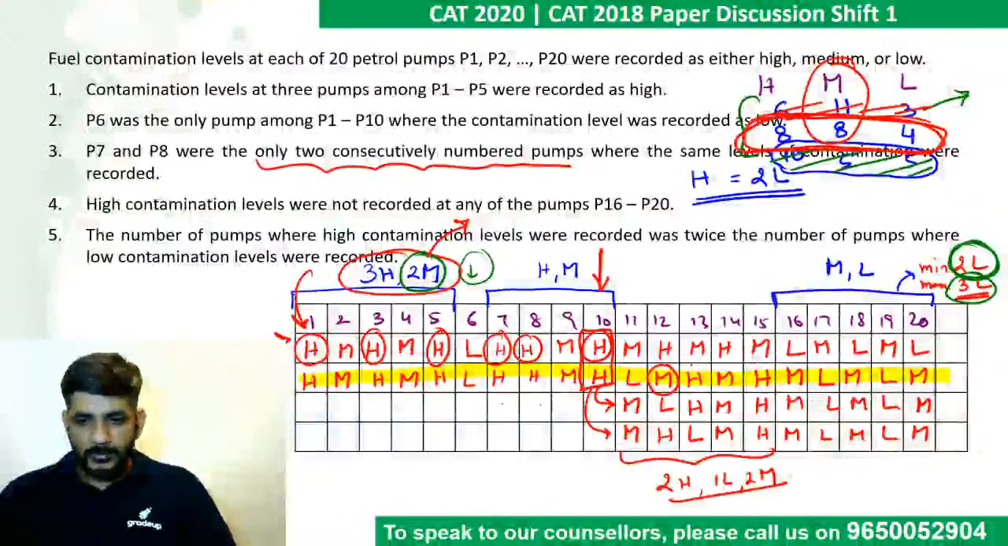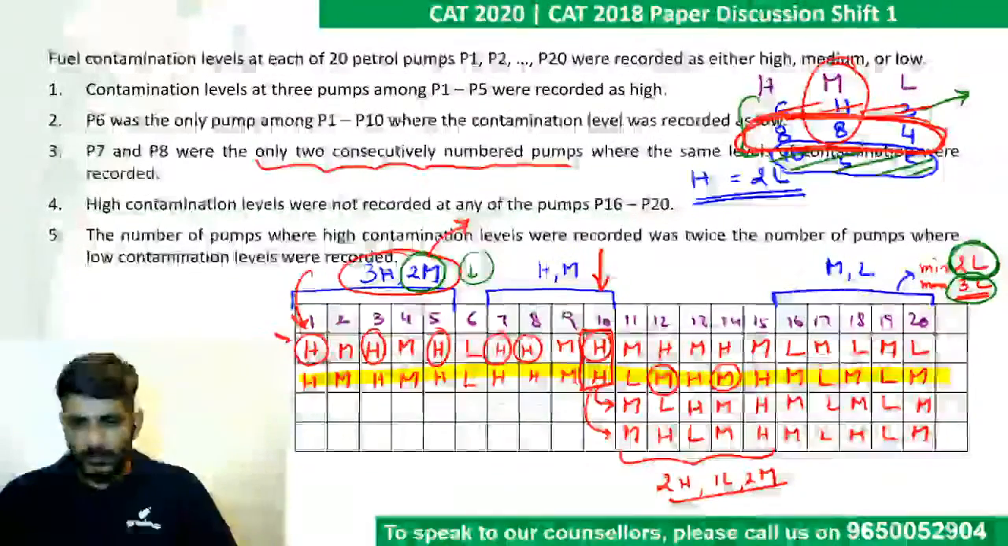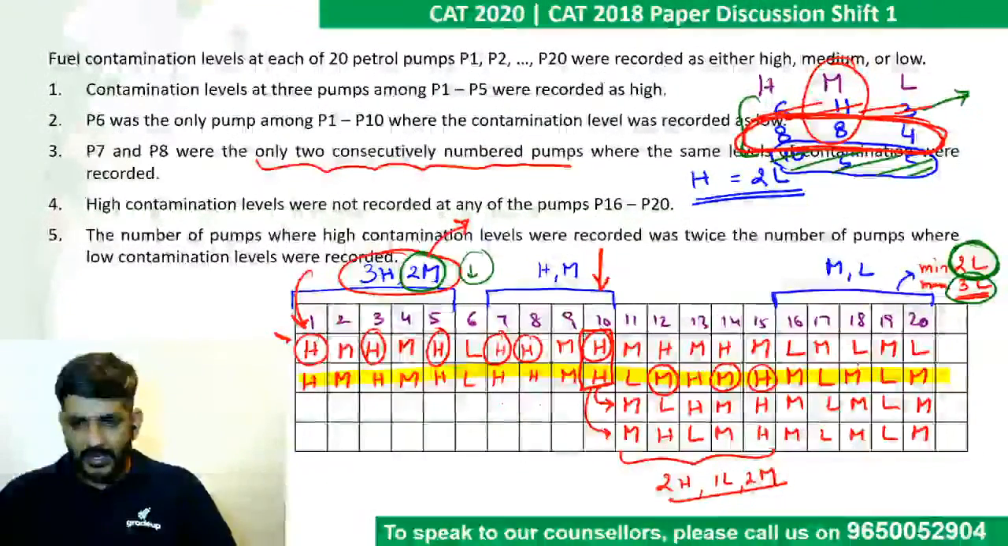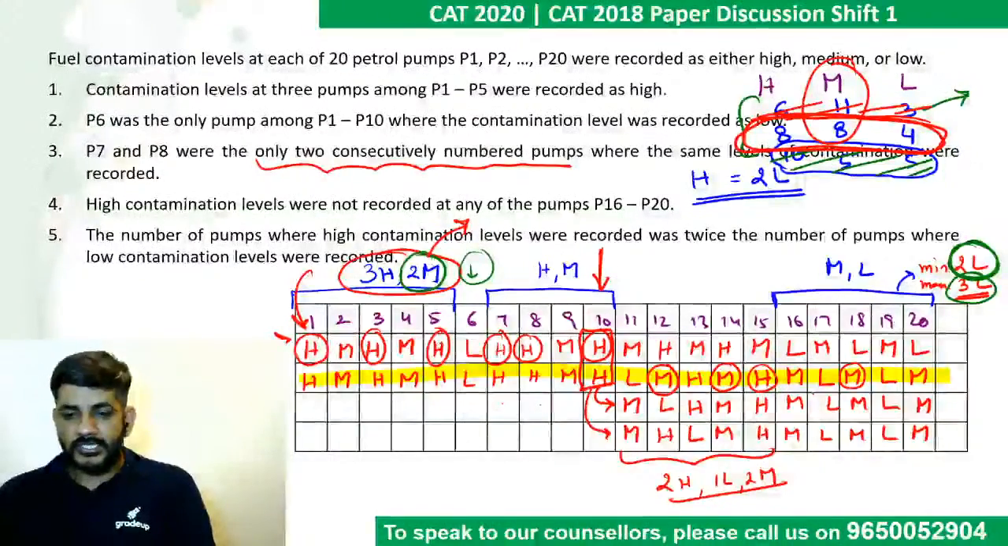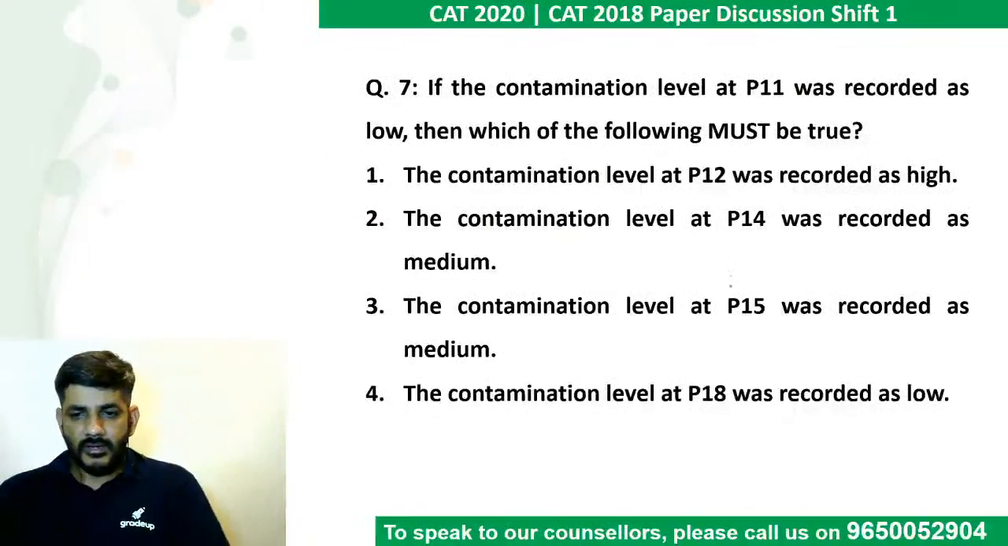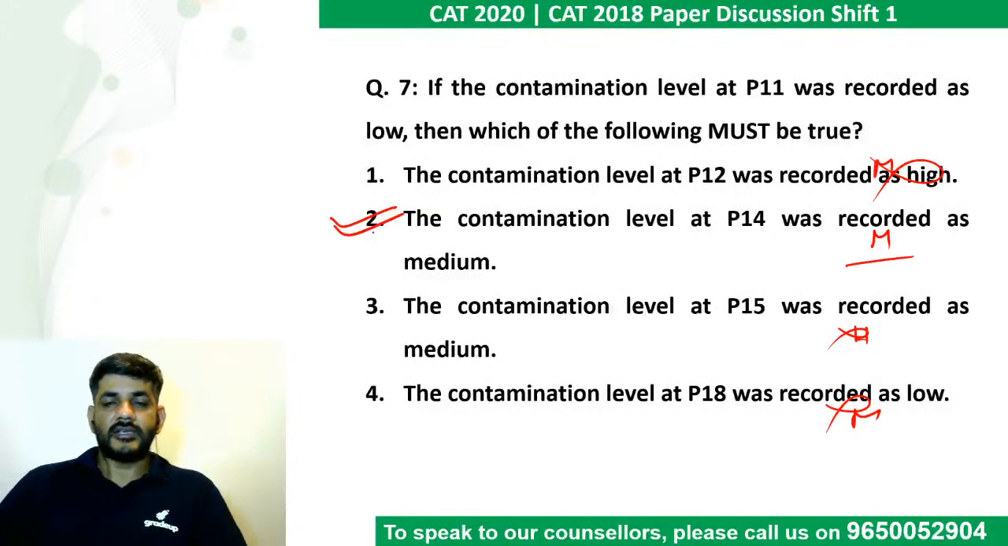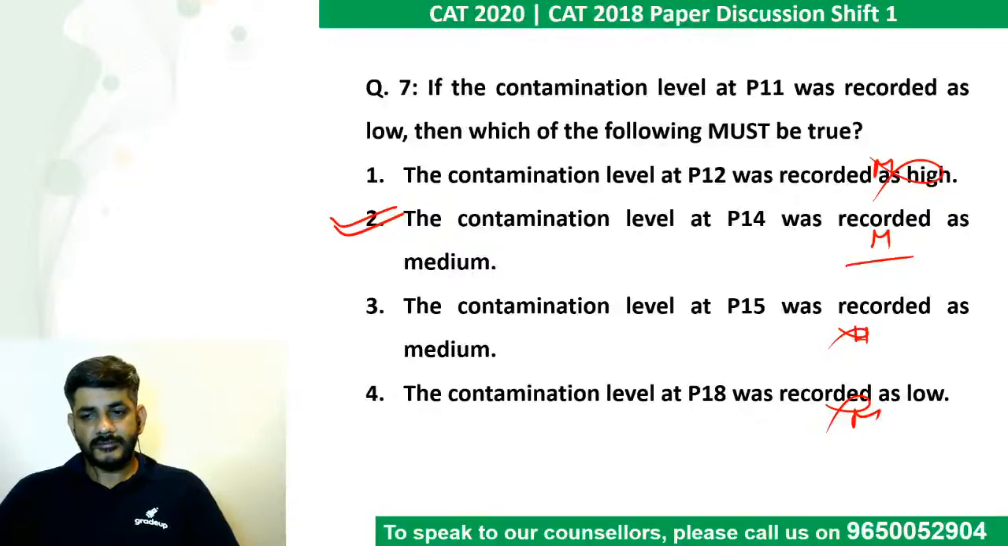So 12 is M, M, H and M. I'll put them there. M, M, H and M. So it is not high, it is medium, it is not high, it is not medium. So therefore my answer is the second option now according to this condition.